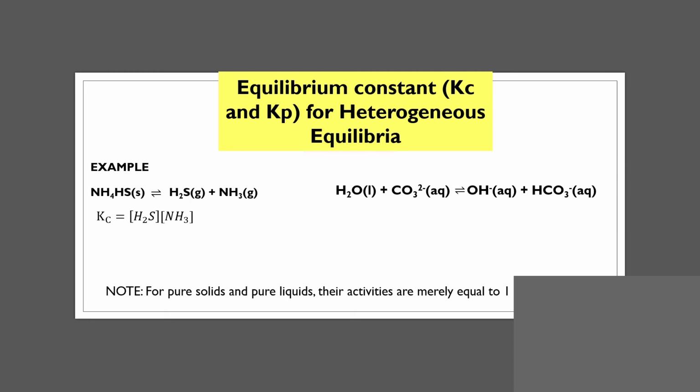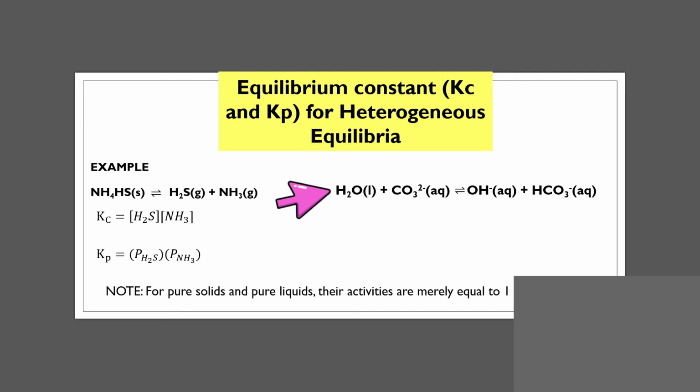And for the Kp expression, remember Kp expressions are only written for gases. So in this reversible reaction, only the products hydrogen sulfide and ammonia are gases. So we only include their partial pressures in the equilibrium constant expression. So the Kp therefore is equal to the partial pressure of hydrogen sulfide multiplied with the partial pressure of ammonia. Now we move on to look at the second example.